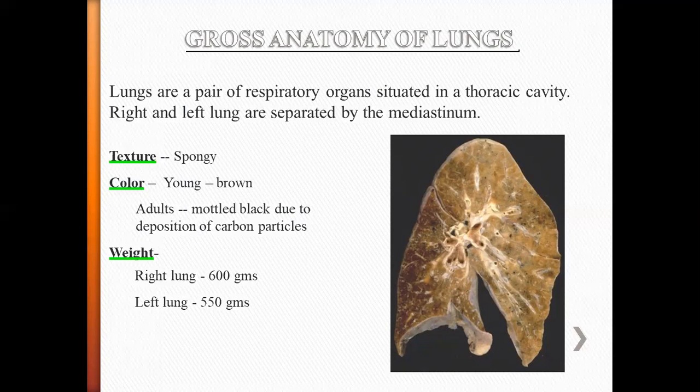Apart from that, if you look at the texture of the lung, it is of a spongy nature. You know how a sponge feels when you touch it, that softness. Similarly you can feel it on the lungs also. As for the color, at birth it is pinkish. As we grow up, the color changes to brown. In adults it completely changes to mottled black because carbon particles are deposited there. That is the reason.